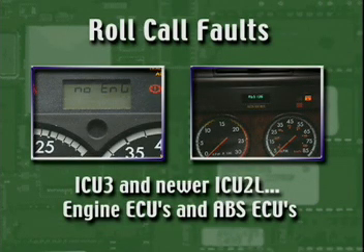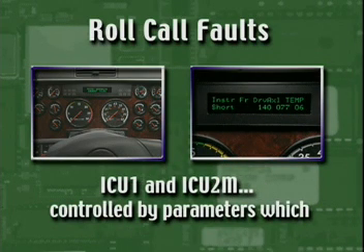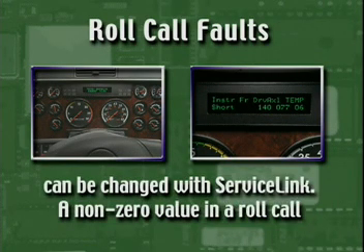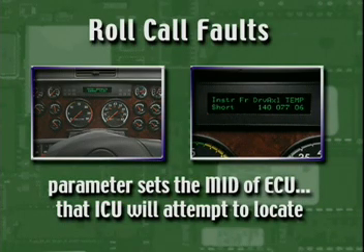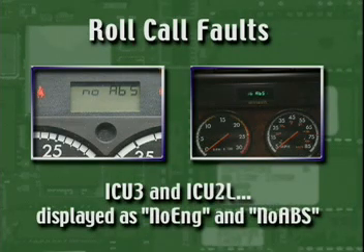ICU-3s and newer versions of the ICU-2L will look only for engine and ABS ECUs. The ICU-1 and ICU-2M roll call function is controlled by parameters which can be changed with ServiceLink. A non-zero value in a roll call parameter sets the MID of the ECU that the ICU will attempt to locate. On the ICU-3 and the ICU-2L, the text description will be displayed as no engine and no ABS, indicating that these systems did not respond to a roll call request.